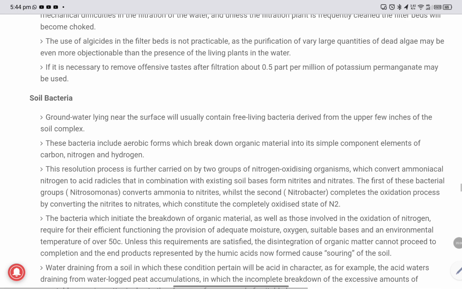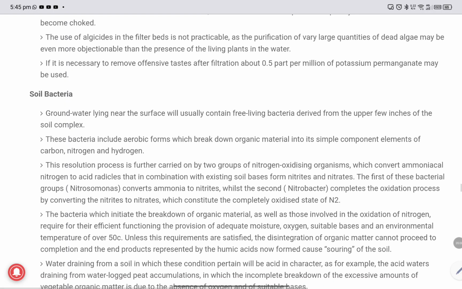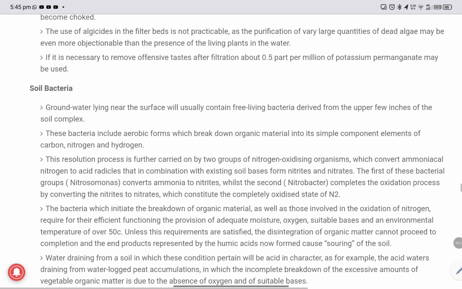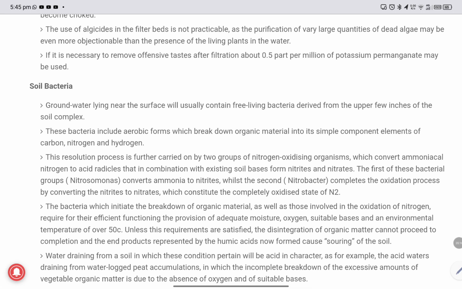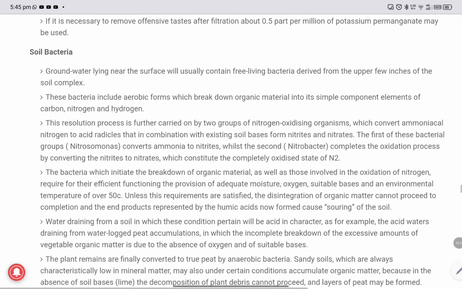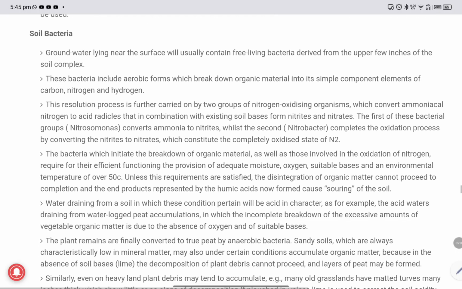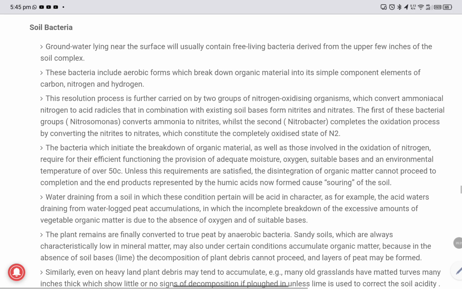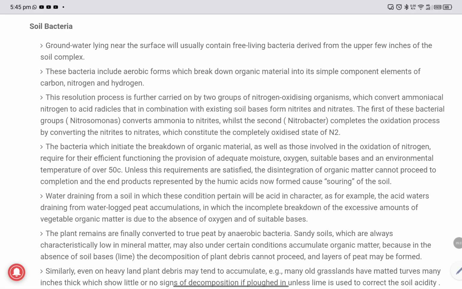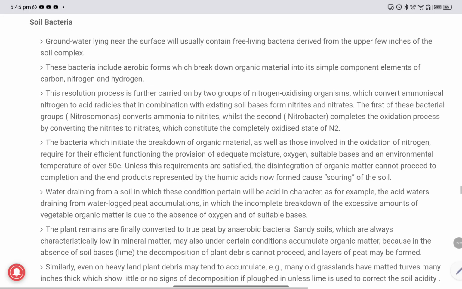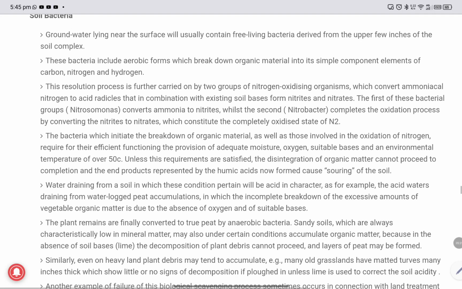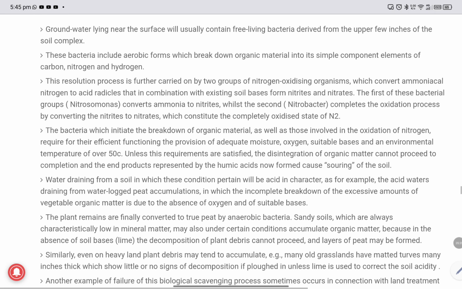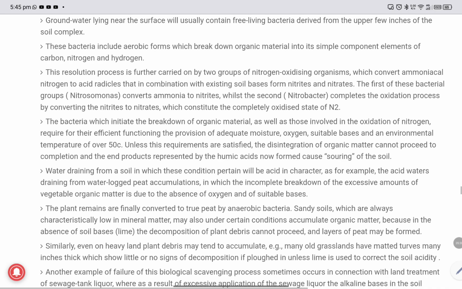If it is necessary to remove offensive tastes after filtration, about 0.5 part per million of potassium permanganate may be used. Soil bacteria. Groundwater lying near the surface will usually contain free-living bacteria derived from the upper few inches of the soil complex. These bacteria include aerobic forms, which break down organic material into the simple compound elements of carbon, nitrogen, and hydrogen.